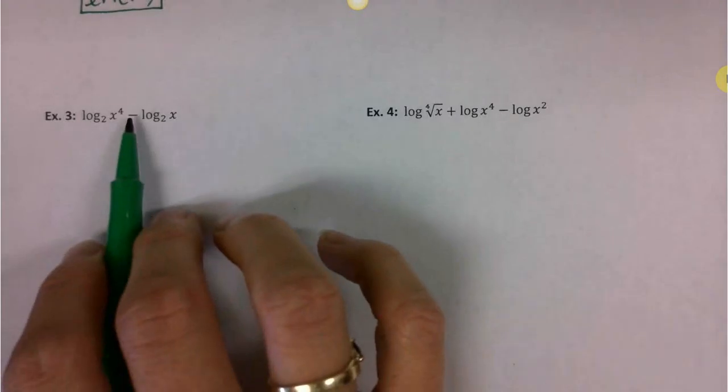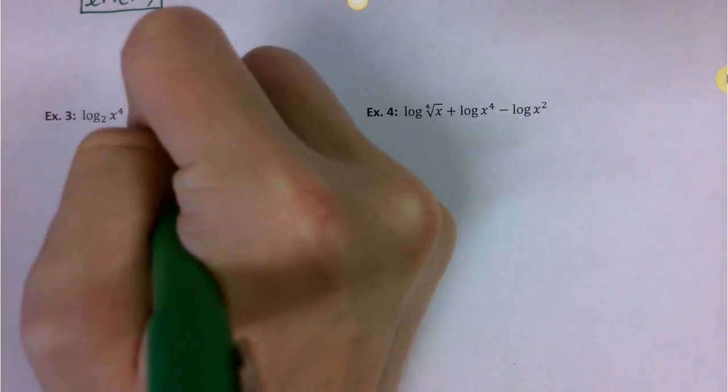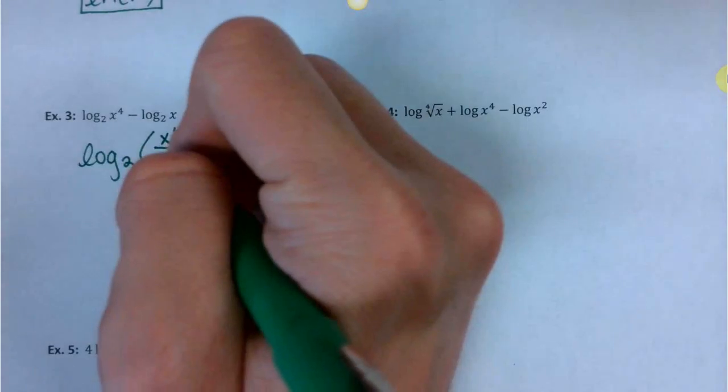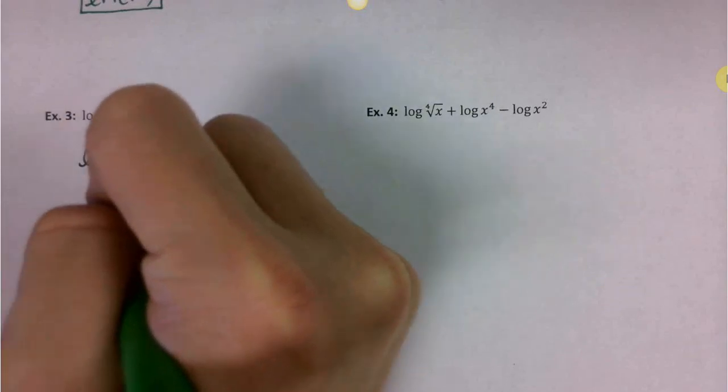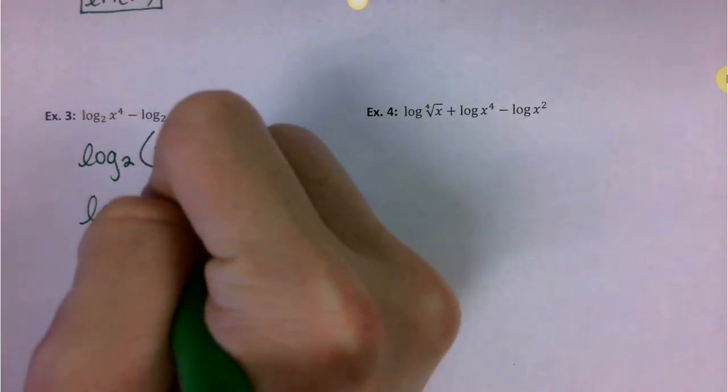Log base 2 of x to the 4th minus log base 2 of x. So a subtraction can be turned into a division. So this is the same as the log base 2 of x to the 4th divided by x. And then this can be simplified a little bit. When we divide, we subtract exponents. So 4 minus 1 leaves us with an x to the 3rd.